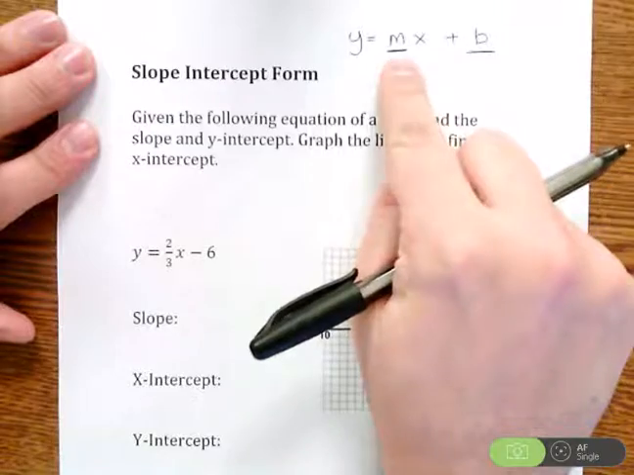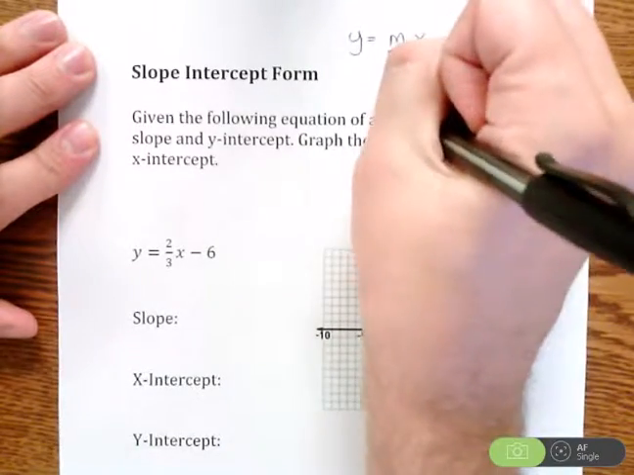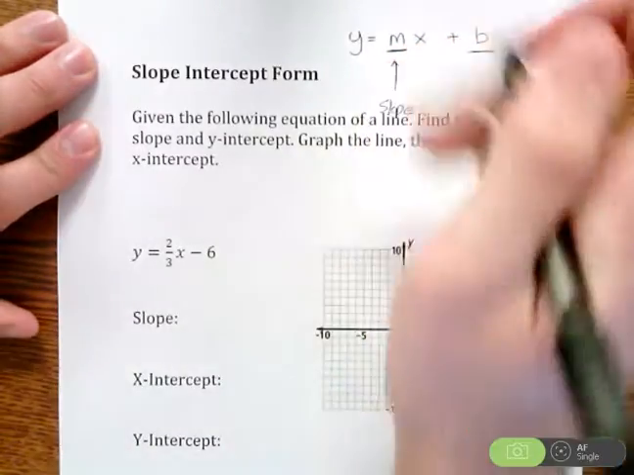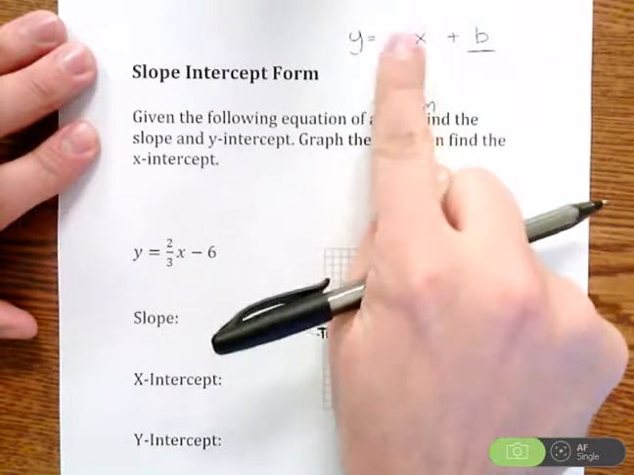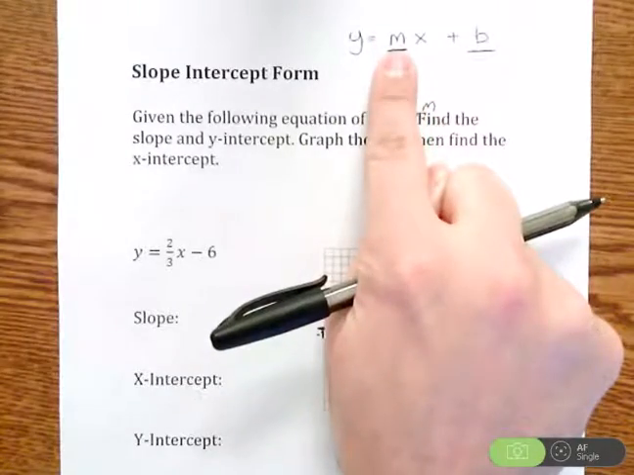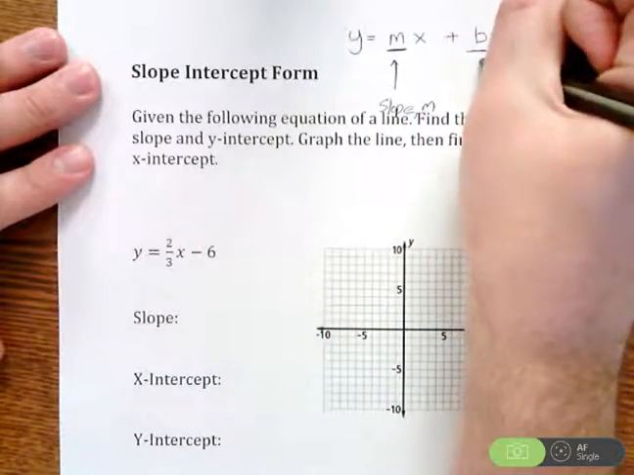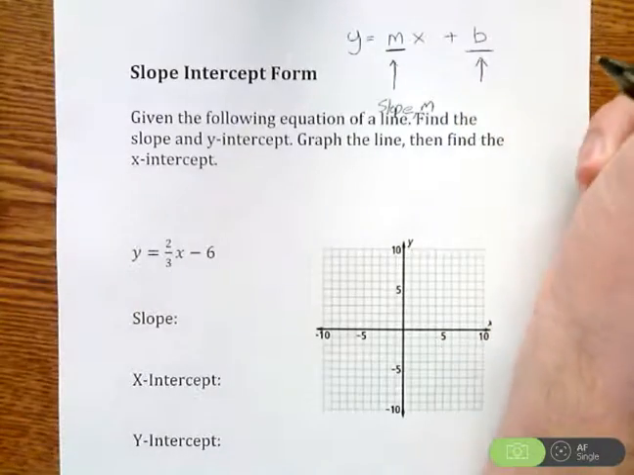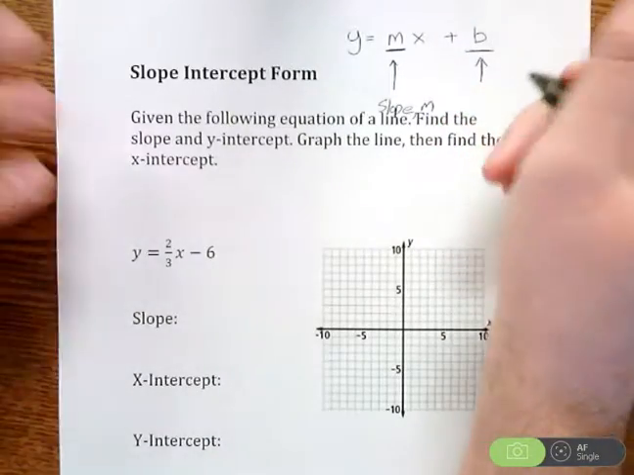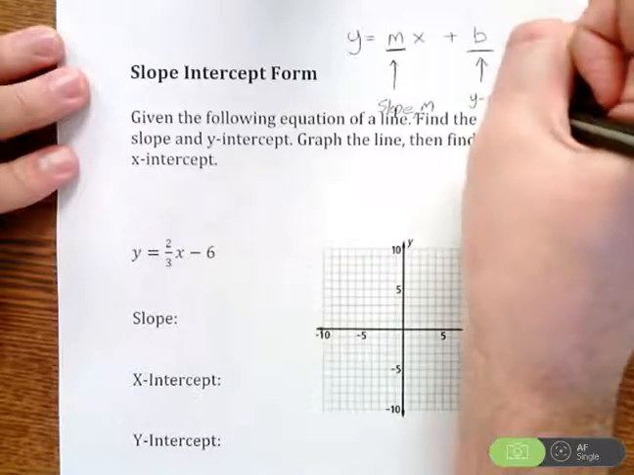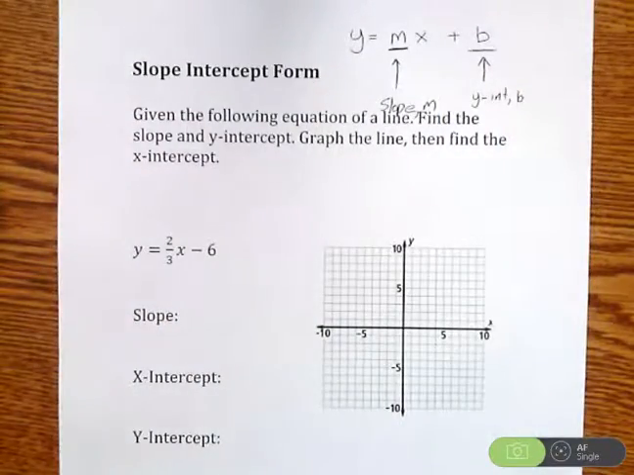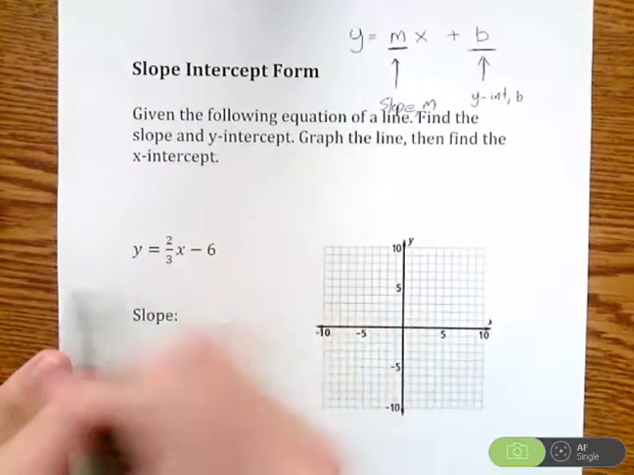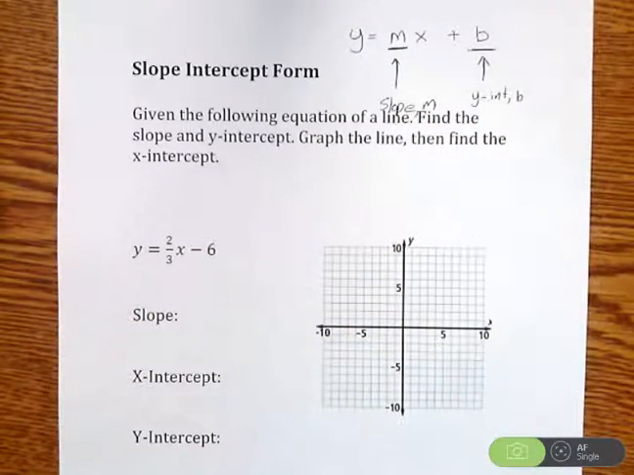The number in front of the x, that is your slope. Whatever is the number in front of x, that is your m. It's not mx, it's just the number in front of x that is your slope. The number that's not attached to the x, whatever is being added or subtracted on the end, is your y-intercept. So our b is the y-intercept. Knowing this information will help us graph equations of lines in slope-intercept form.